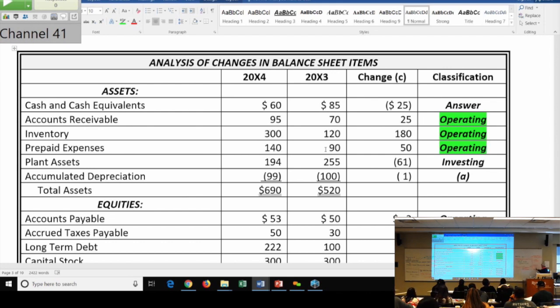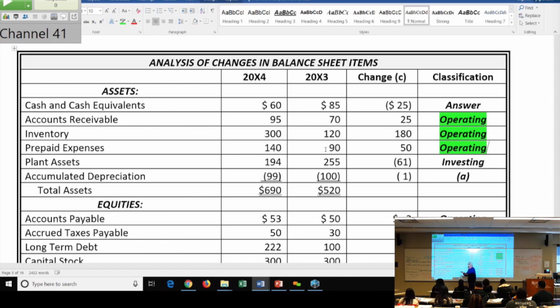Because I bought 127 worth, I sold 165, that's the net book value. I don't know how much I actually sold, so I can't say unequivocally it's 61. I also know that the depreciation is wrong because it's telling me the depreciation went down by $1, but I know that I depreciated it by 22. So what you need to do with investing and financing cash flows is work on a gross change basis. That means you need to analyze all the T accounts.